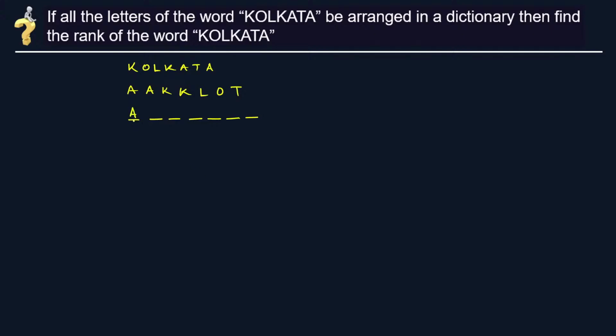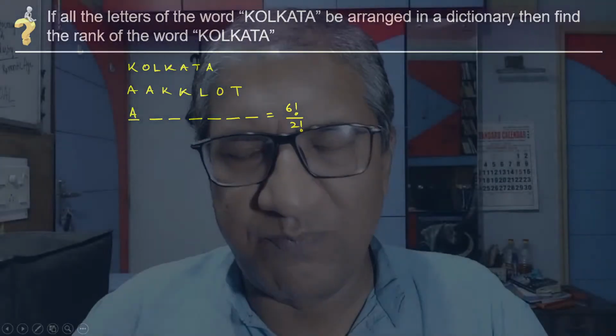Now, if the word is started with A, we are left with 6 places and we are having 6 alphabets. Now, these 6 alphabets can arrange among themselves in factorial 6 different ways, but 2 K's are identical, so it has to be divided by factorial 2. Now, one question can come, sir, why have you not divided by factorial 2 more? Because there are 2 A's. No. Try to think about it.